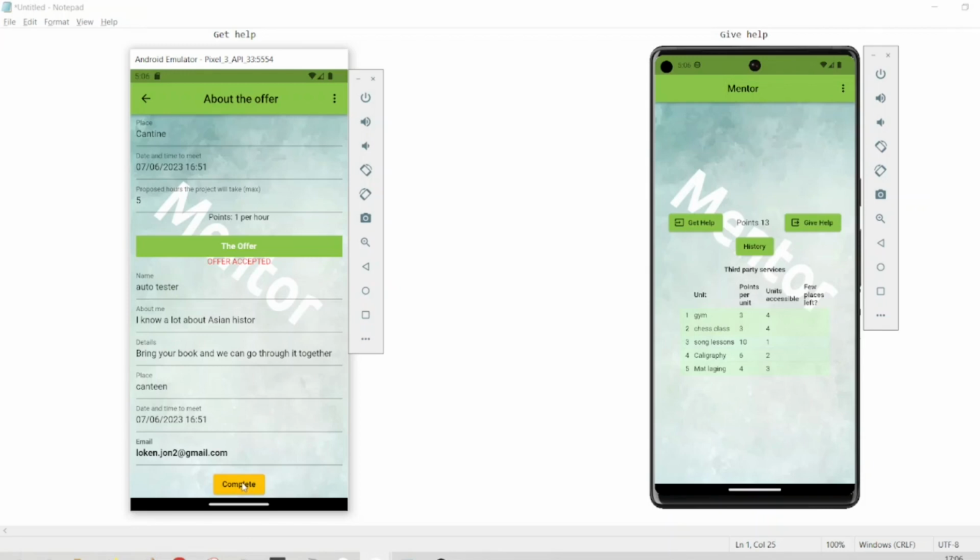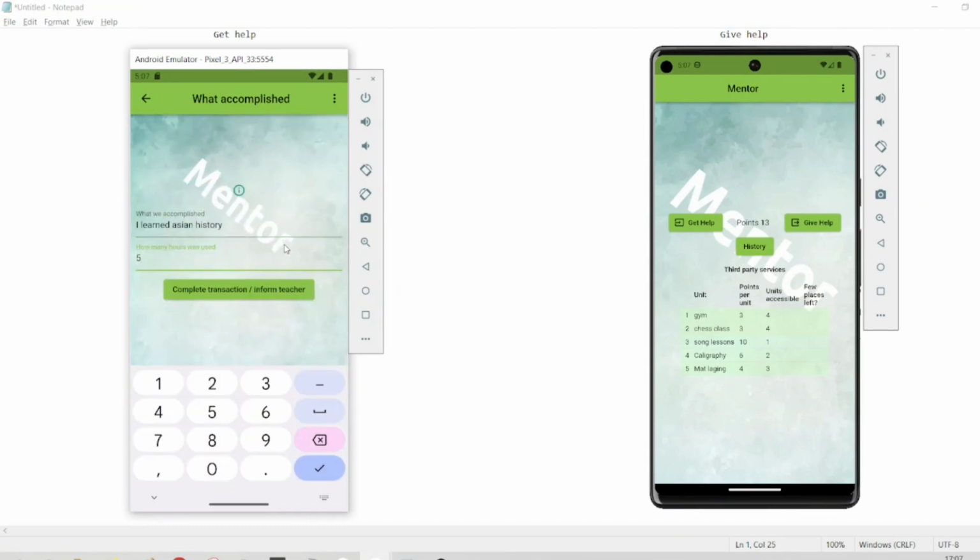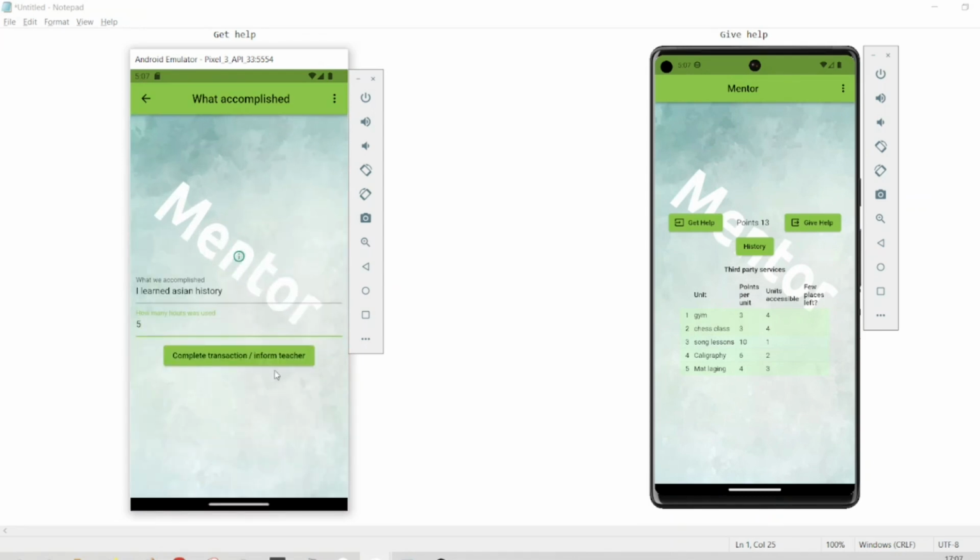the work is done. However, since this is in a school context, the points will not be exchanged right away. A teacher, or responsible person, must in the background look at each transaction and approve the work before the points are exchanged. This is done to verify that the work is real and not just invented. The person who received help must therefore explain to the teacher what was accomplished and how many hours they spent. Then we press here, and the transaction is then sent to a teacher.